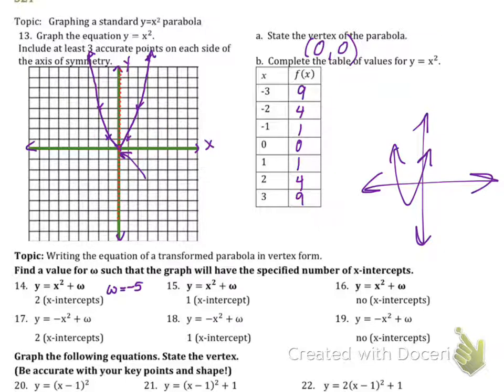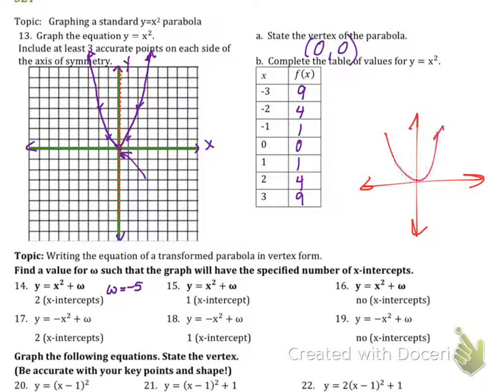For number 16, on the contrary, now we don't want 2 intercepts, we want no intercepts. So if we want no intercepts, again, we have our parent graph of this. We have to figure out how we can get it to where it doesn't cross the x-axis at all. Well, that means that we're going to move it up, which means that this omega needs to be positive. So we would just say that omega equals +8 or +44 or something positive so that it shifts up the axis.